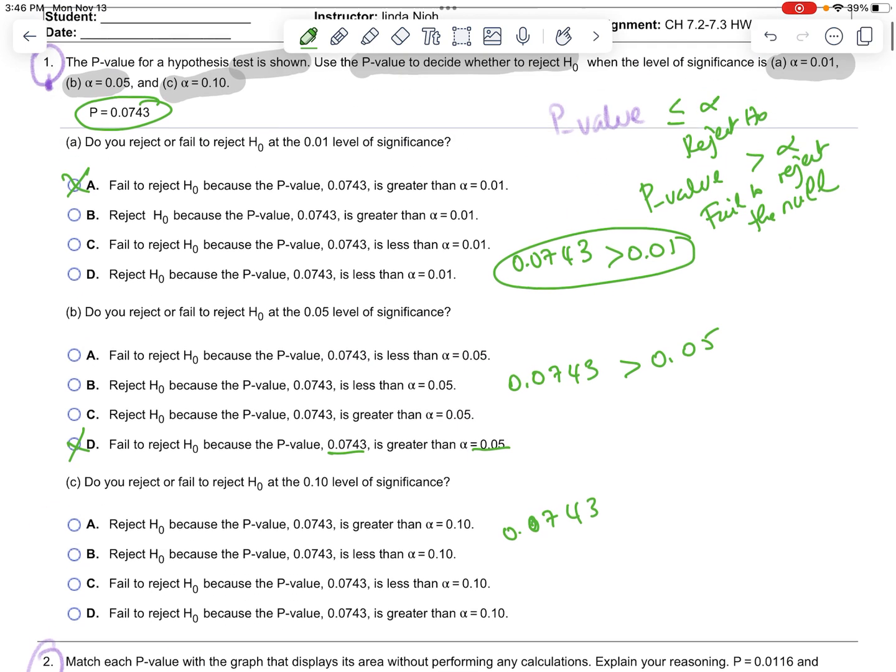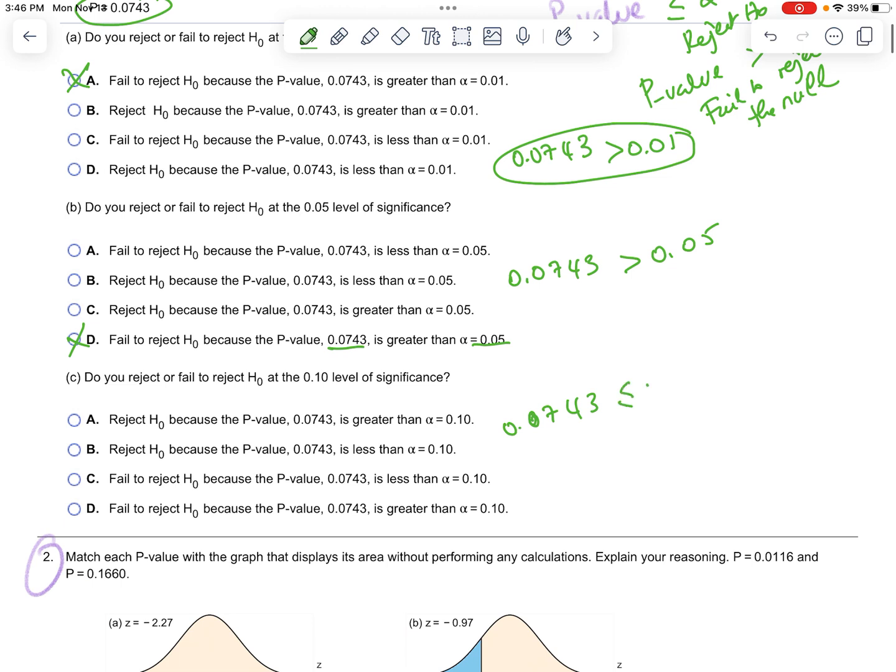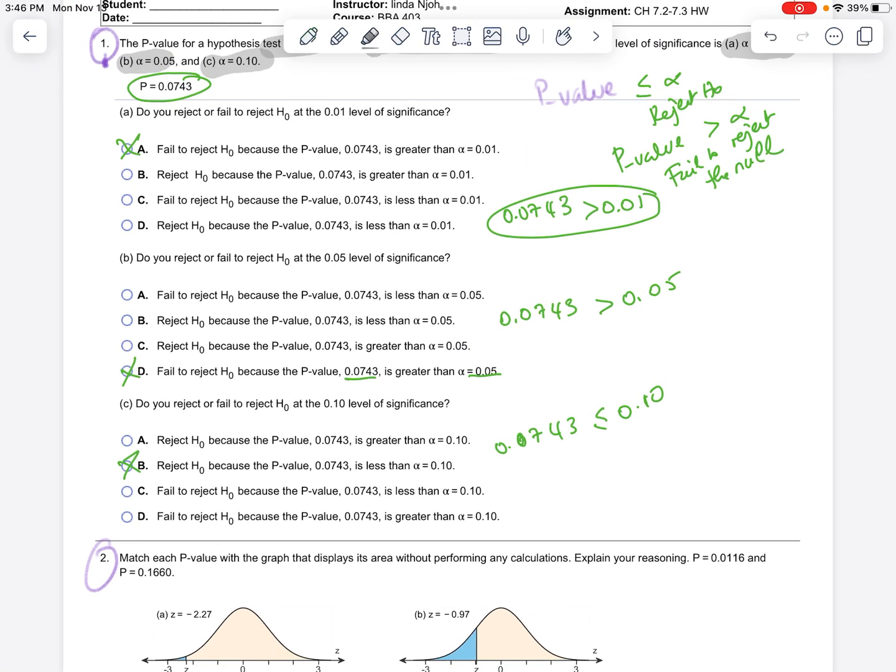0.0743, we're going to compare it to 0.10. So it's less than or equal to 0.10, so we're going to reject the null because the p-value is less than alpha. So there go your answers. So remember how you decide your decision rule using the p-value.